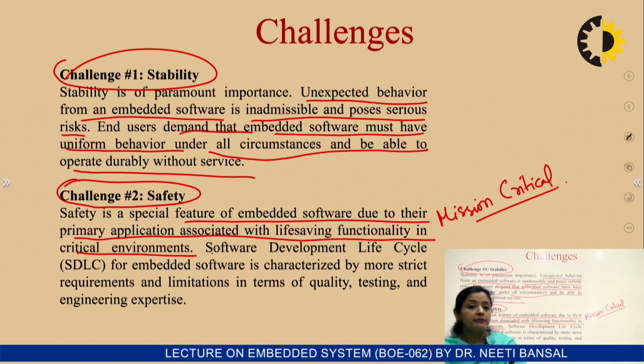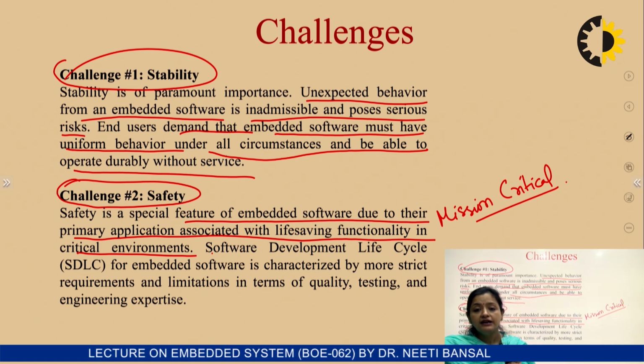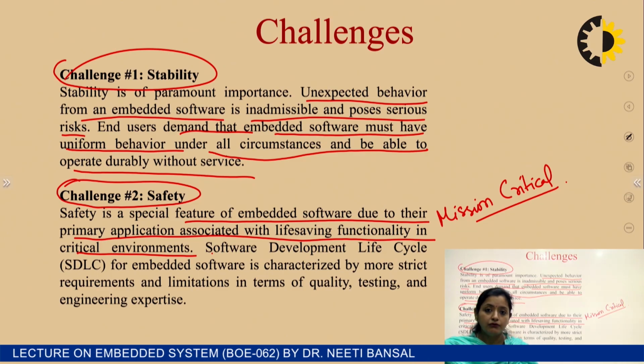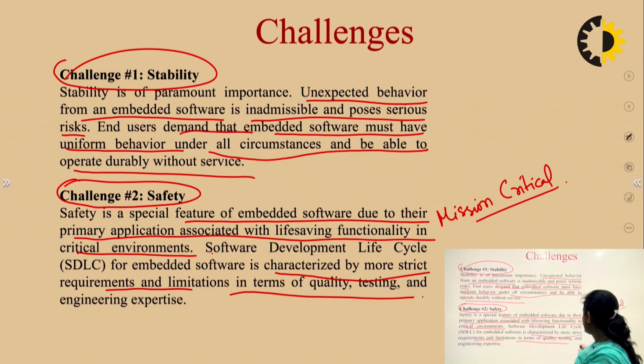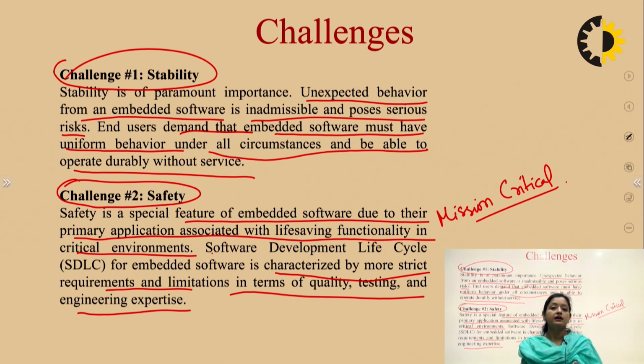And there are n number of embedded applications in which human life is directly involved, in very critical situations. So, safety of the embedded software product is very important. Software development life cycle for embedded software is characterized by more strict requirements and limitations in terms of quality, testing and engineering expertise. So, through all these steps, it must be ensured that the applications you are building are very safe because they are directly involved in critical life-saving applications.